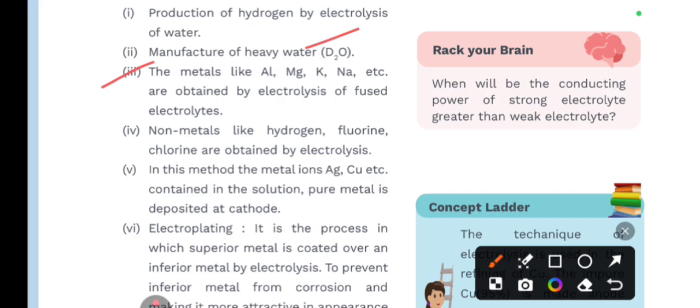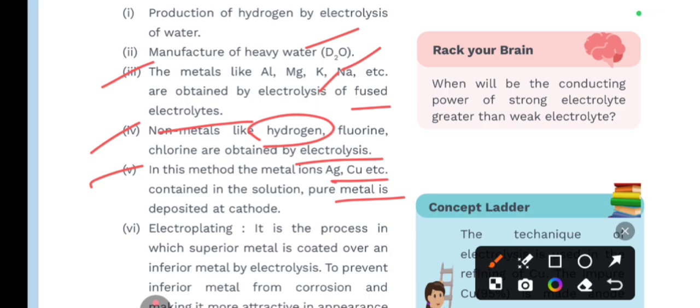Metals like aluminium, magnesium, potassium, sodium are obtained by electrolysis of fused electrolytes. By electrolysis of sodium chloride you can get sodium, and by electrolysis of potassium chloride you can get potassium. Next application: non-metals like hydrogen, fluorine, chlorine are obtained by electrolysis. We have already discussed hydrogen, which we can produce by electrolysis of water. Even silver and copper, these metals, we can also produce as pure metal by electrolysis during the extraction process.